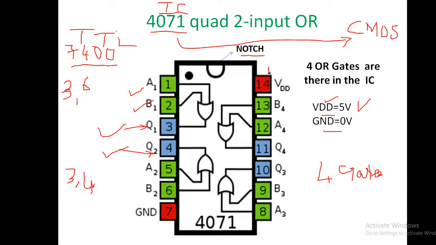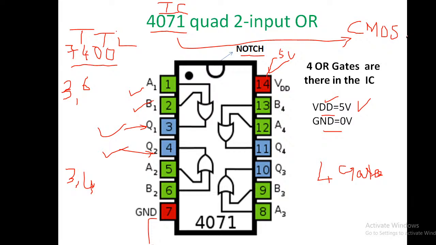This is why I have marked this one red, because here you have to give the 5 volt and here you have to ground it. You know the symbol of ground, you have to ground this, and here you have to give the 5 volt supply. If you do not do it properly, the thing will be reversed and ultimately what will happen? Your IC will be burnt, right?